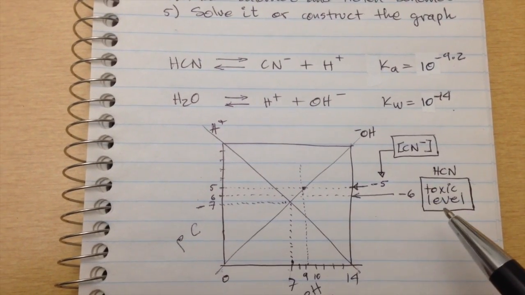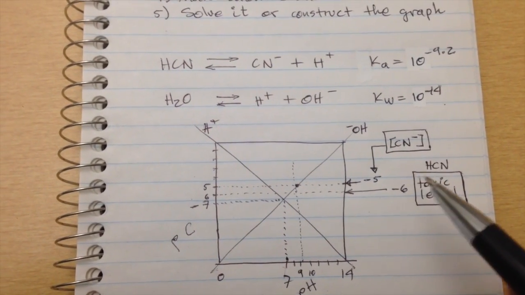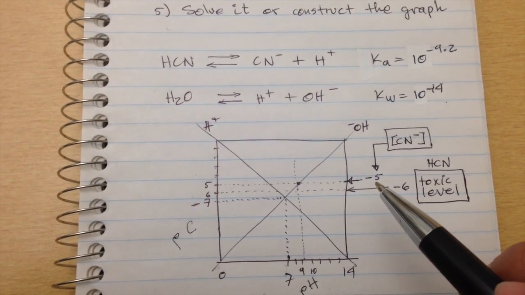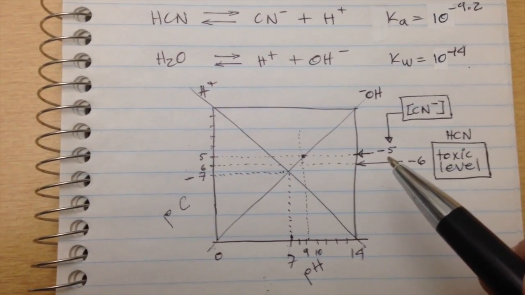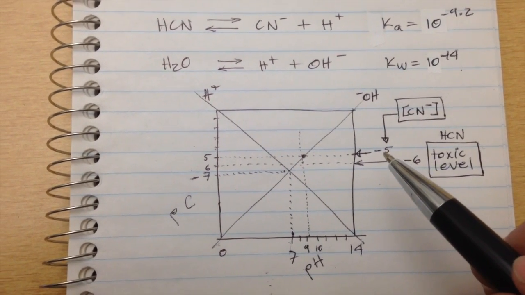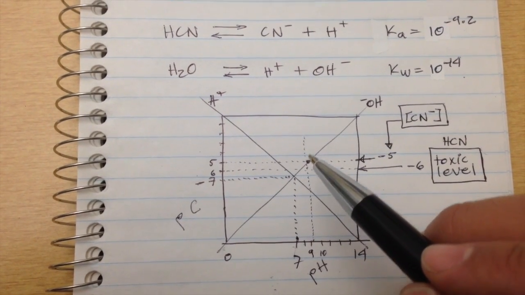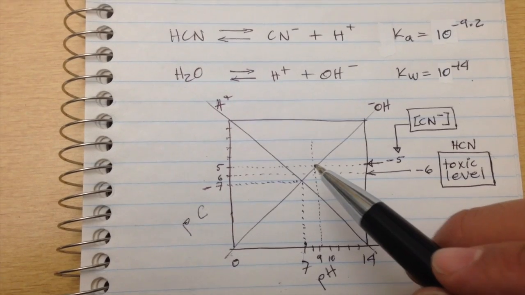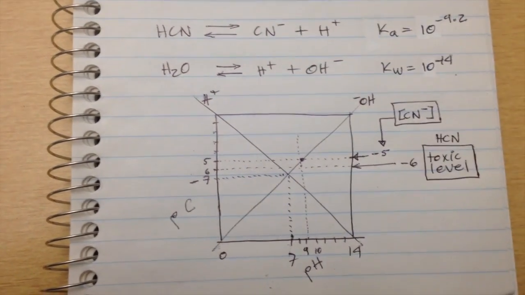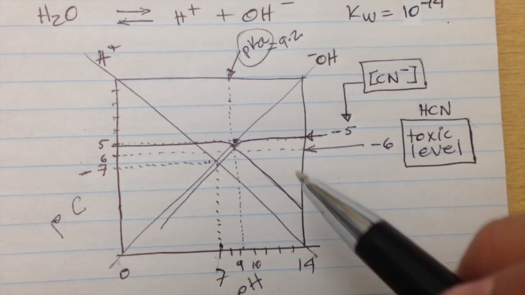What is the toxic level? As the problem states, the toxic level of hydrogen cyanide is -6. Then we have the concentration of the cyanide ion, which is -5. So with this concentration, -5, we get with the pKa the point where the cyanide and the hydrogen cyanide are going to be the same.